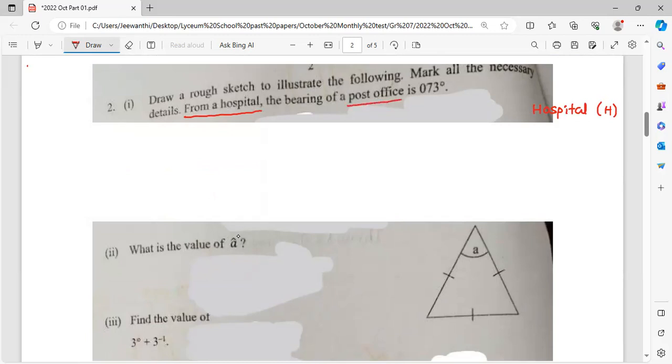The other one is a post office. So then what I do, here I introduce which letters I am taking. So then the post office, we can write it like this. Okay.